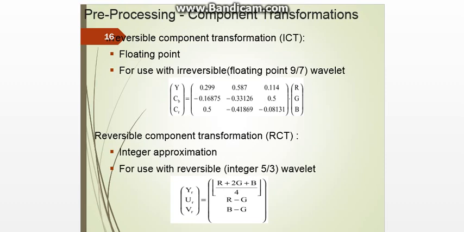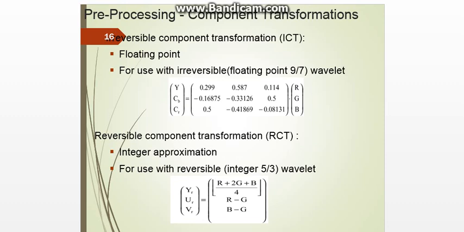Now there are these 2 different component transformations: one is the irreversible component transformation that can be used for lossy coding, and one is the reversible component transformation that may be used for lossless and also for lossy coding. In case of the forward and inverse ICT, the transformation can be achieved by the formulas as shown in the slide.